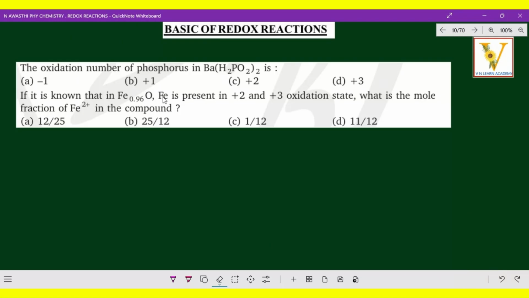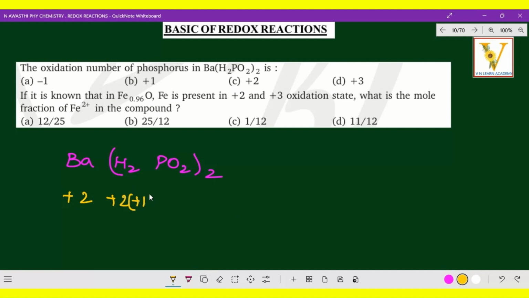The oxidation number of phosphorus in Ba(H2PO2)2. Right, now let us write that. Ba(H2PO2)2. Now Ba belongs to the second group, so naturally you will get plus 2. And here hydrogen is plus 1.